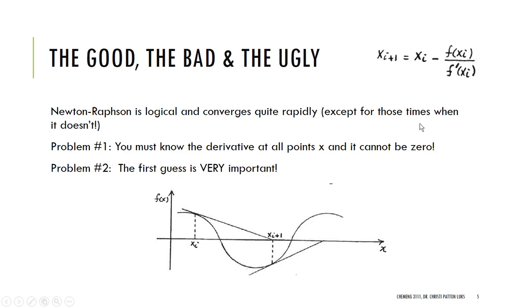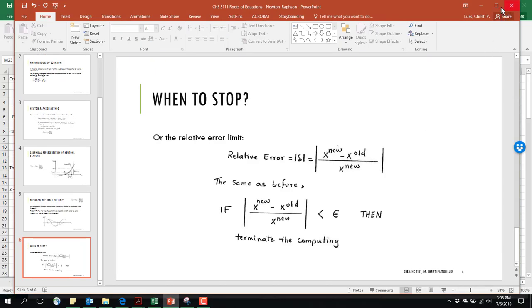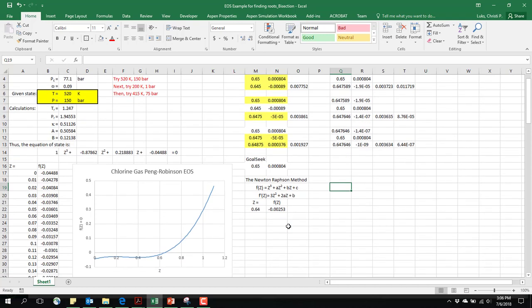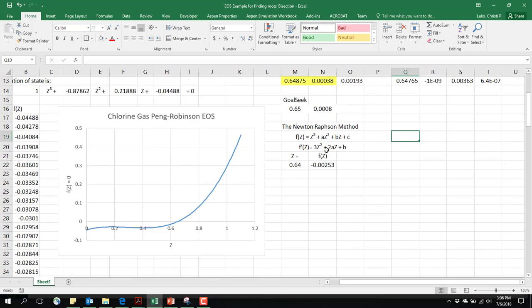As far as when to stop, we're still going to be using relative error limits. So this has not changed. So let's look at using this in Excel. So let me minimize this. And I have this now, same problem. Let me scoot on down and let's look at the Newton-Raphson technique. So f of z is this expression over here where it's basically z cubed plus a number times z squared plus another number times z plus another number. And the derivative of this is pretty simple, 3z squared plus 2az plus b.